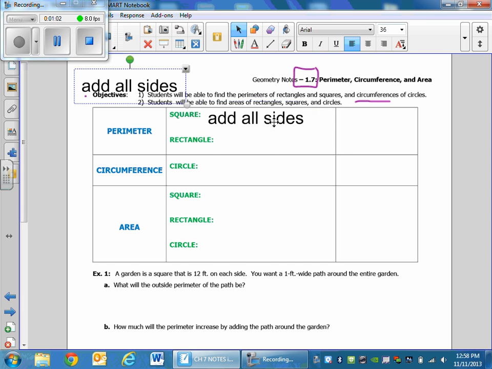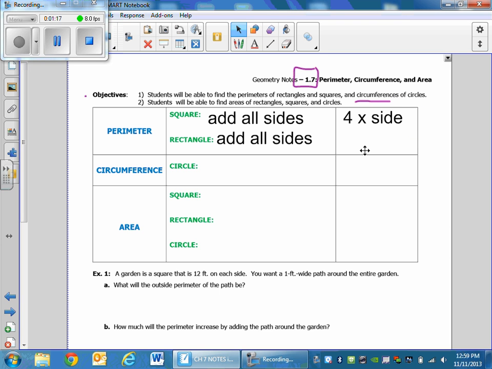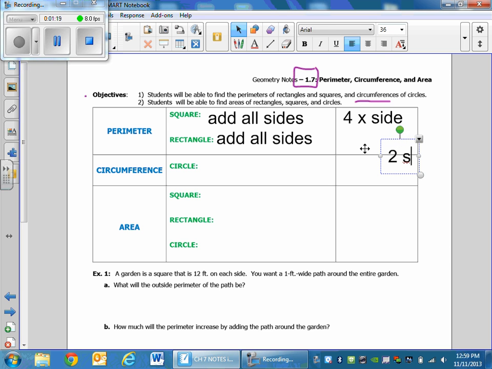Same thing for rectangle, add all sides. You could do for perimeter of a square, 4 times the side because the square is going to have all the same sides. And then for a rectangle, the opposite sides are going to be the same, so you could do 2 times S, the short side, plus 2 times L, the long side. So if it was a 6, 7, 6, you'd do 2 times 6 plus 2 times 7.